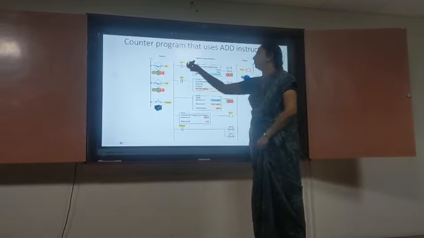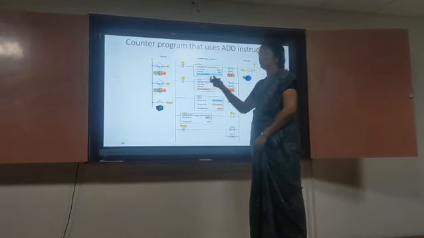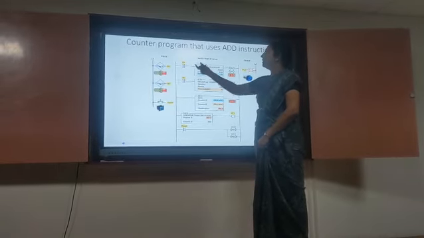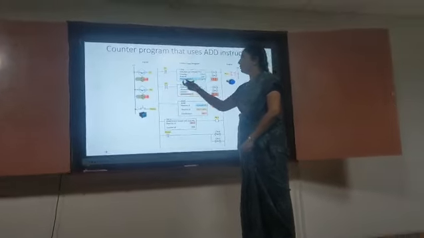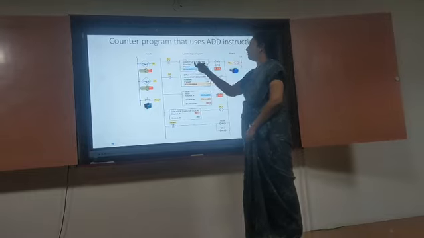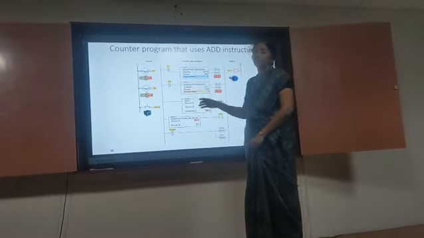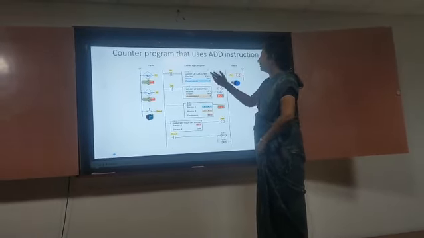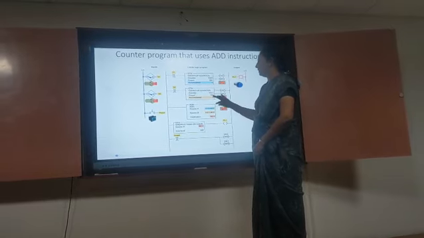Let me assume that when a component comes here, it becomes 1. Here when a component comes, it becomes 1. Here the second component comes, it becomes 2, and the same here. Then it becomes 3 here and 3 here. In any order, the counter values keep on increasing.